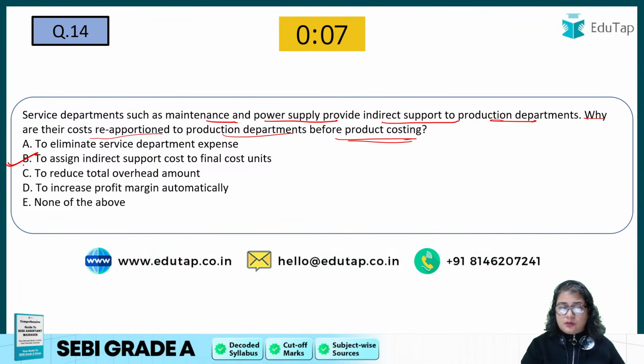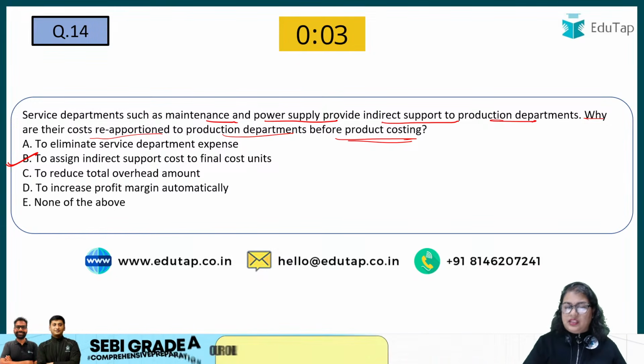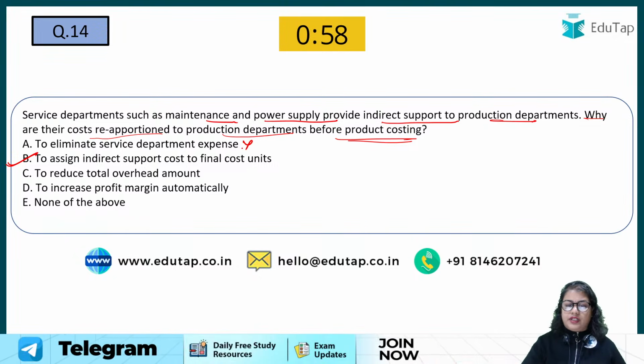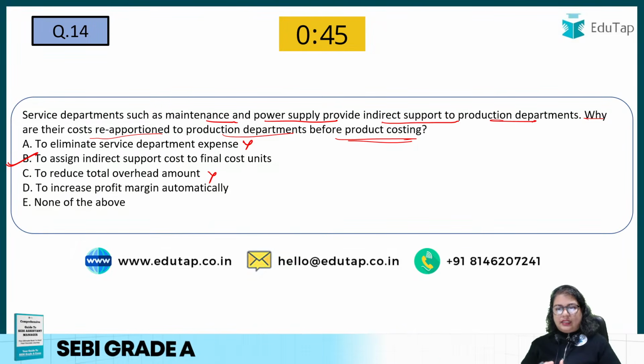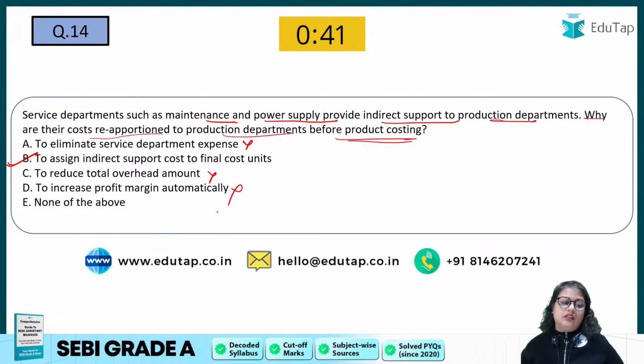Let us look at the other options. To eliminate the service department expense: basically we are not trying to eliminate it, we are just trying to reapportion it, we are just trying to transfer it, so this is wrong. To reduce the total overhead amount: we are not reducing the amount, we are again transferring it, so this is also wrong. To increase the profit margin: we are not increasing the profit margin here, right? Profit margin will not increase, we are just adding cost to it, so hence this is wrong. So the answer is B, to assign indirect support to final cost units.